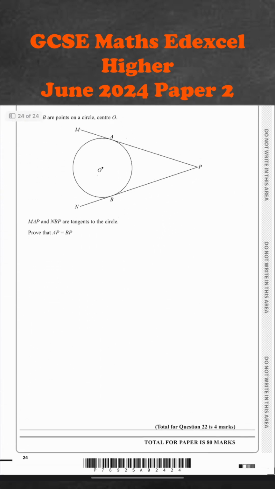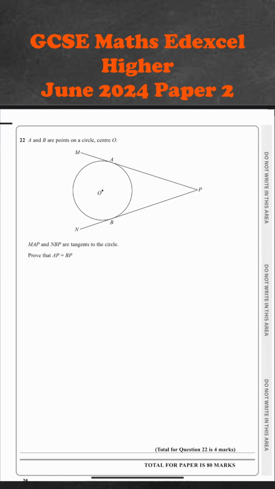And the final question on the paper. Question 22. A and B are points on a circle, centre O. MAP and NBP are tangents to the circle. Prove that AP equals BP. So, OA, which I'll draw here, we know is perpendicular to MP, because a radius is perpendicular to the tangent at the point of contact, and this is the same here.